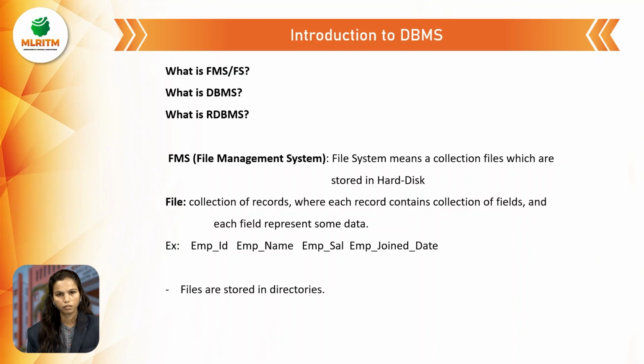So what is a file management system or a file system? A file system means a collection of files which are stored in a hard disk. So what is a file? A file is a collection of records where each record contains a collection of fields and each field represents some data. For example, we have columns like employee ID, employee name, employee salary and employee join date.